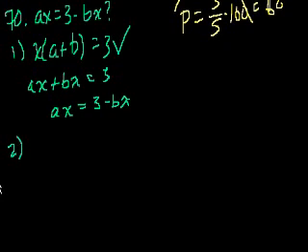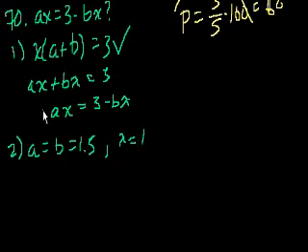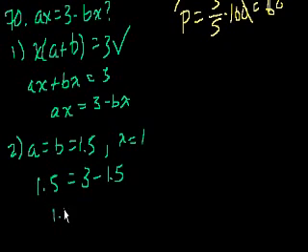Statement 2 tells us a equals b equals 1.5 and x is equal to 1. Well, let's see if this is true. So you have 1.5 times 1. So you have 1.5 is equal to 3 minus 1.5 times 1. So 3 minus 1.5. Well, this is true. 1.5 is equal to 3 minus 1.5, which is 1.5. So 2 alone is also sufficient. So the answer is D. Each statement alone is sufficient to solve this problem.